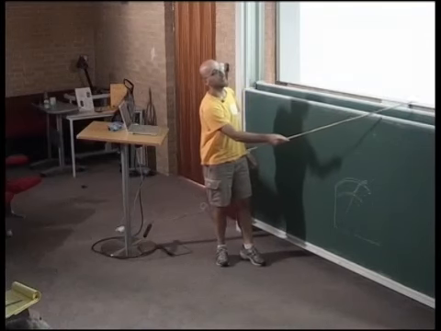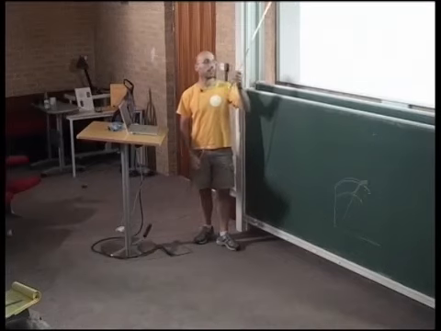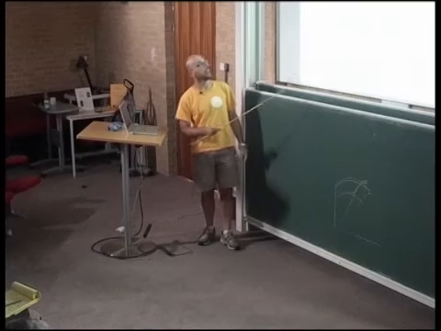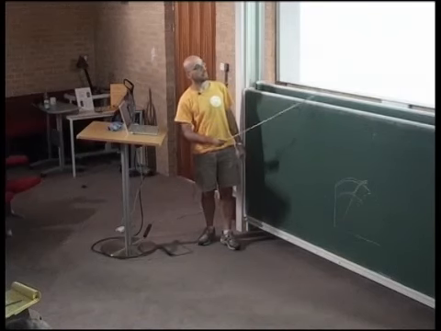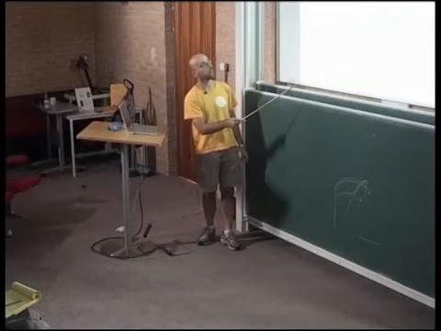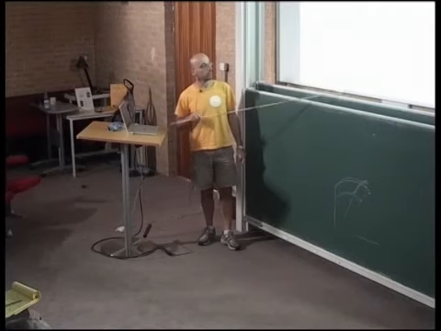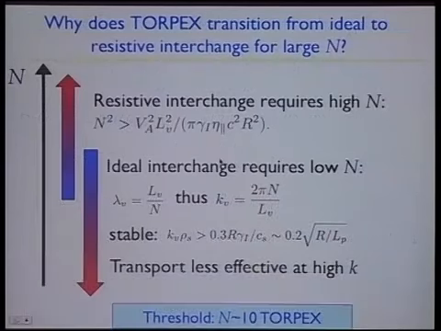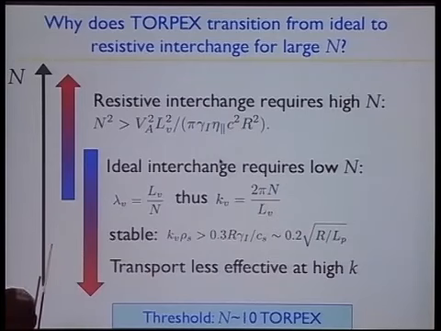kV is dominated, so the vertical wavelength is equal to the full height of the device, and well, if we plug the numbers in for k parallel and k perp in this relation, we observe that n, so the number of field line returns, should be bigger than a certain expression. So why is there a transition from ideal to resistive interchange for passing from low to high N?